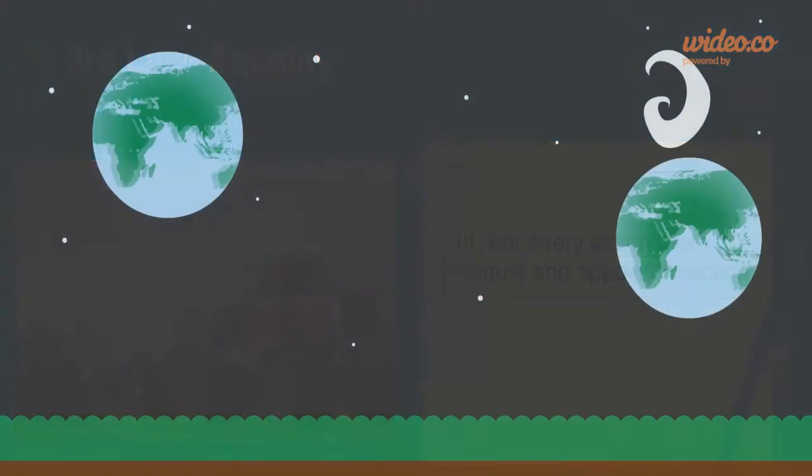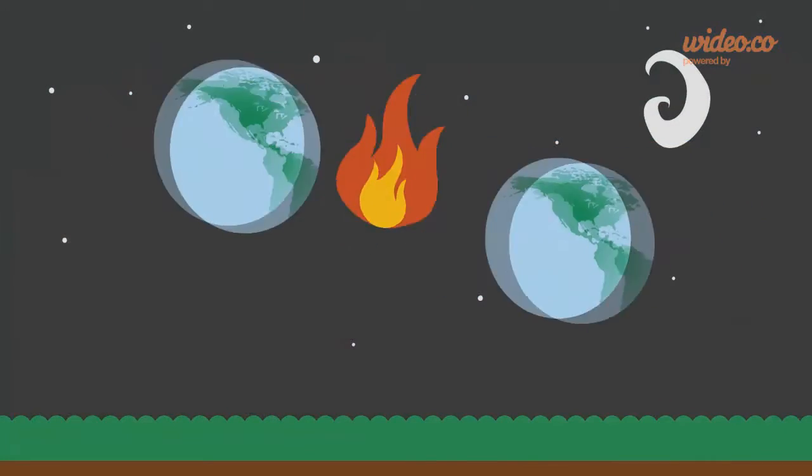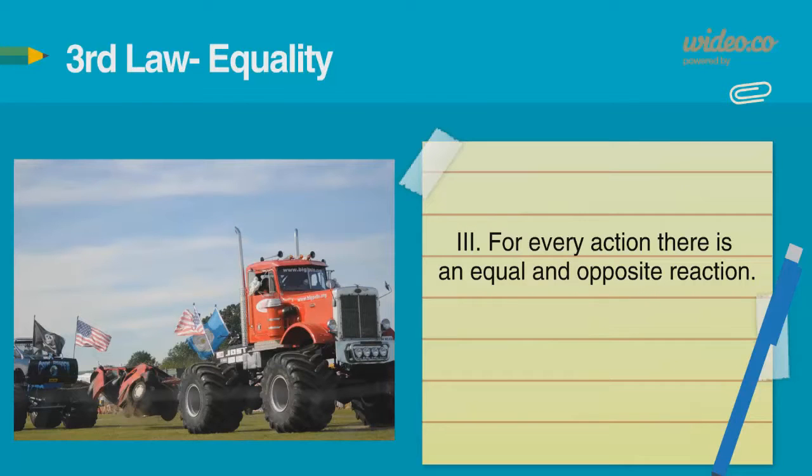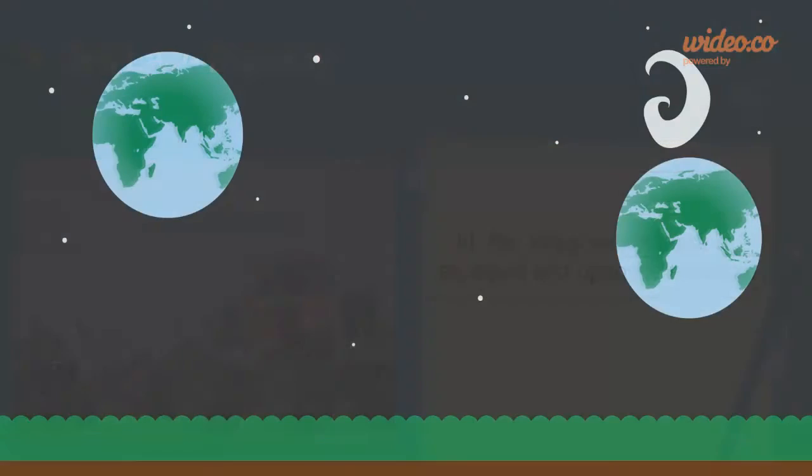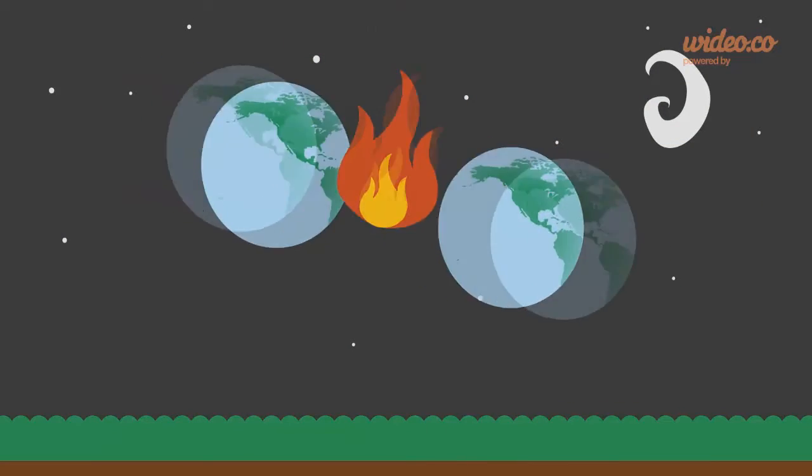Let's watch that one again. They come together and they separate. That's because, as we go back to this, for every action there is an equal and opposite reaction. So when the two objects are coming together and they hit, they will recoil in an ideal world with the same amount of force in opposite directions. Let's watch it one more time. And that's the third law.